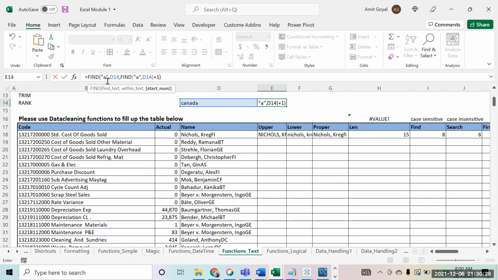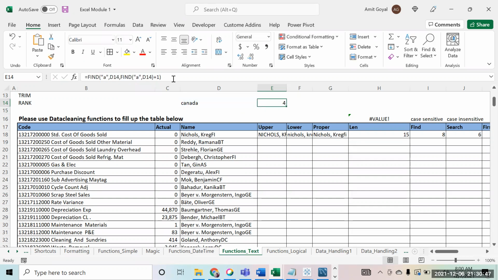Now I am saying I want to find the A in the text Canada. The starting number, from where do I want to start? I want to start from the first find result. That means, first of all, I am finding that 3 with the help of this formula. This find will give me 2, 2 plus 1 is 3. See, I get the 4. So my formula becomes dynamic. Make sense? Yes. Just try this once, because this is how we are going to do things in the next day.